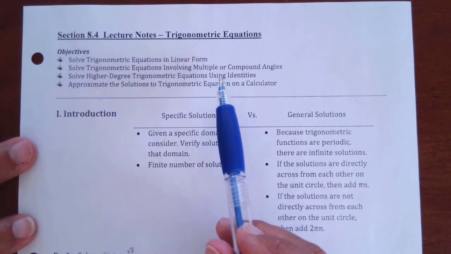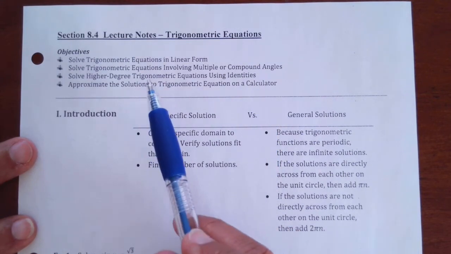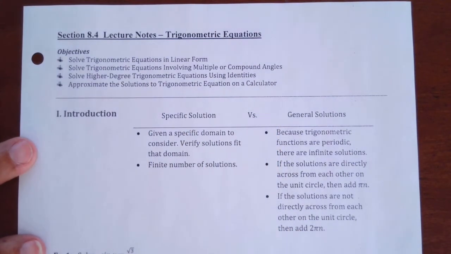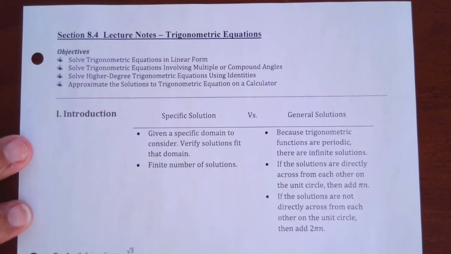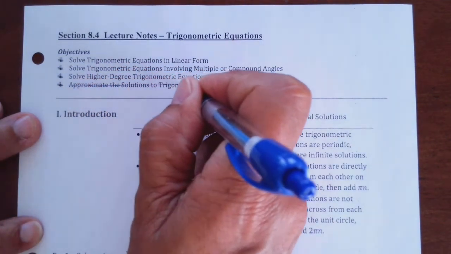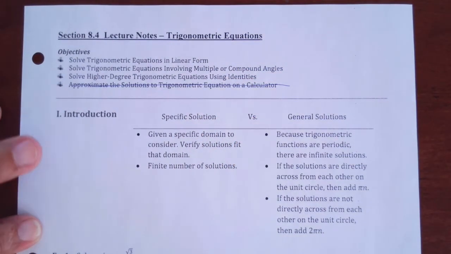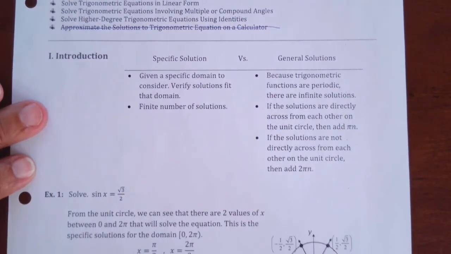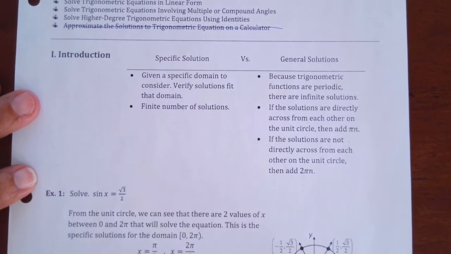Then we're going to move into multiple and compound angles, higher degree ones, and then approximating using your calculator, which I don't think we have any of those on this one, so we will probably skip over that. I don't think there's any of those on the homework section. I'll go and double check that, but all the ones that I know on your final exam will be ones that you don't need your calculator for. So we're going to take this one off of the table, okay?